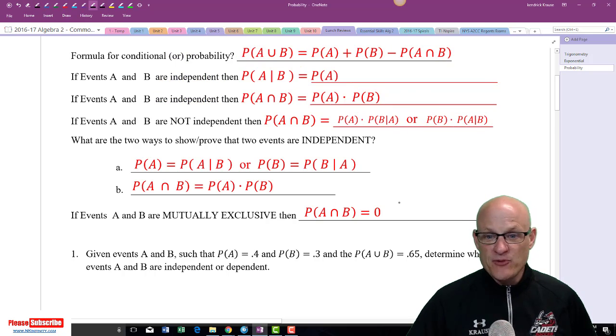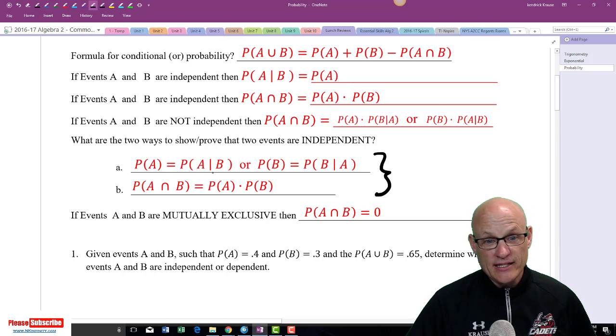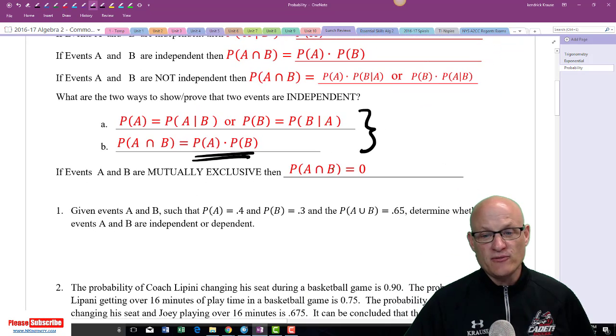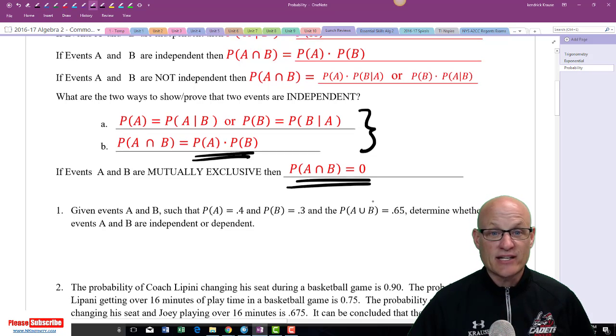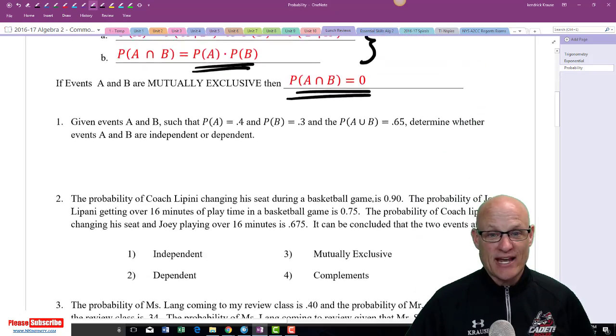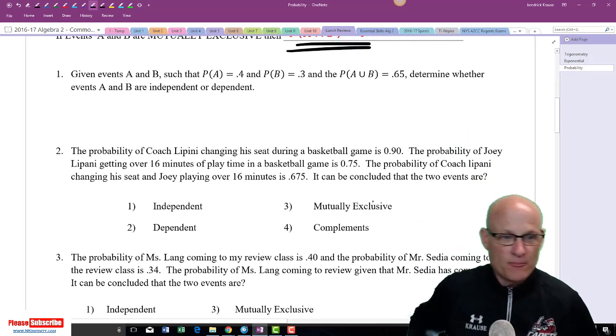If you want to test for independence, these are the 2 tests for independence. The probability of A is equal to the probability of A given B, or the probability of B is equal to the probability of B given A, or you can show that their products are equal. If events A and B are mutually exclusive, the and, or the probability of both happening at the same time, is 0. All right, let's get going. We're definitely going to be using the heck out of these formulas, so make sure you have them down or next to you so you can view them.